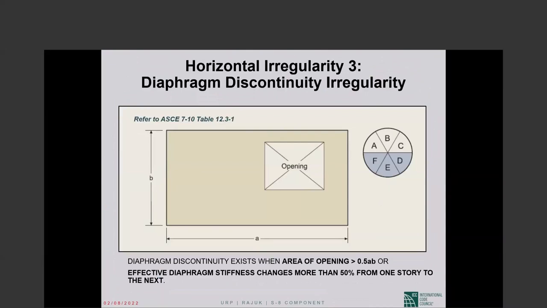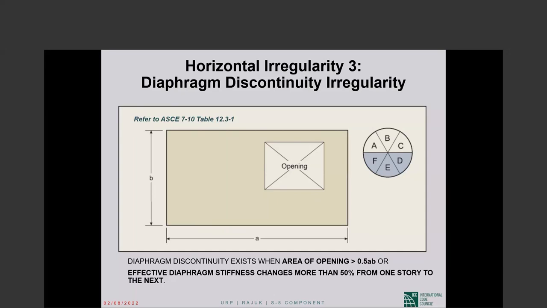Diaphragm discontinuity irregularity. Diaphragm discontinuity exists when the area of the opening is larger than 50% of the area of the diaphragm, or effective diaphragm stiffness changes more than 50% from one story to the next. This effective stiffness is not defined.